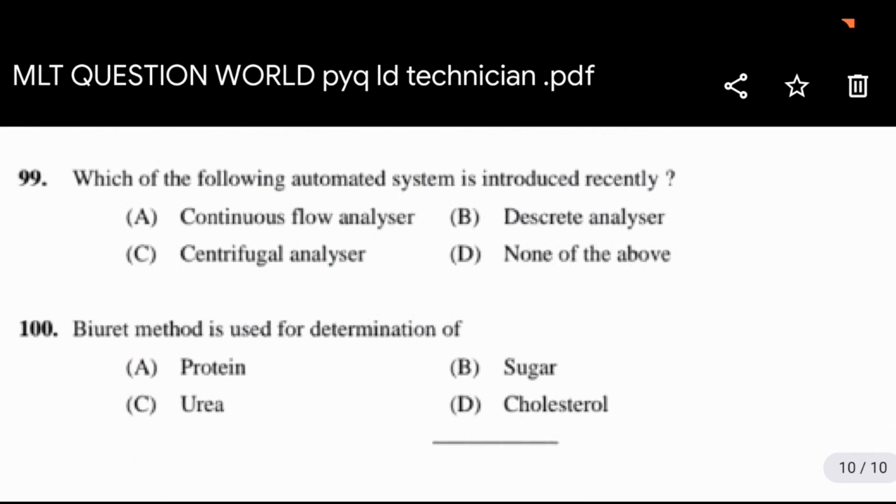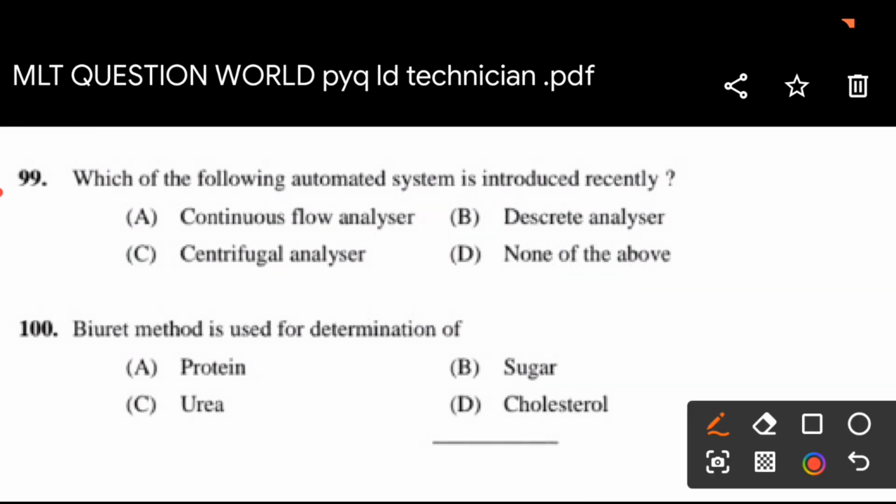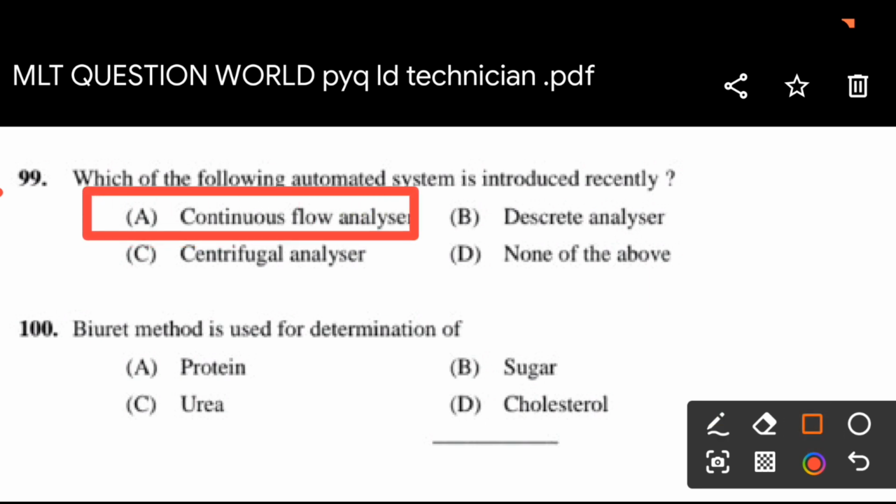Then, which of the following automated system is introduced recently? Continuous flow analyzer, discrete analyzer, centrifugal analyzer, none of the above. The right answer is continuous flow analyzer. Next one, Biuret method is used for the demonstration of protein, sugar, urea, cholesterol. Biuret method is used for protein.